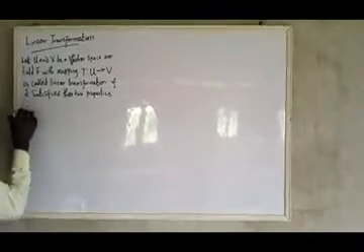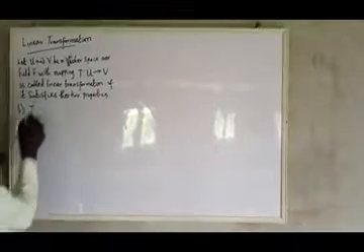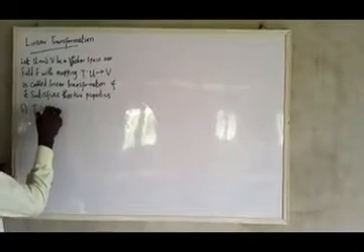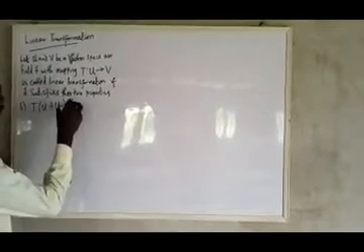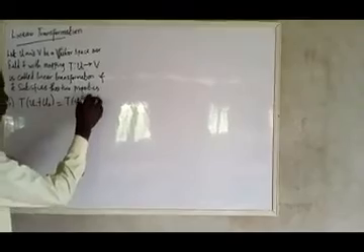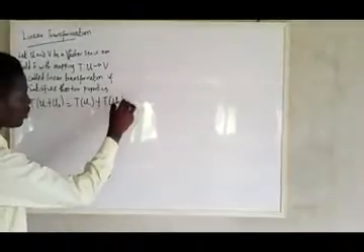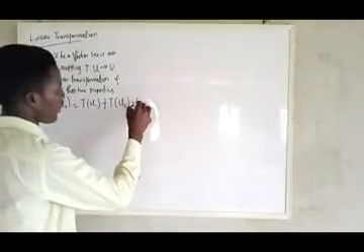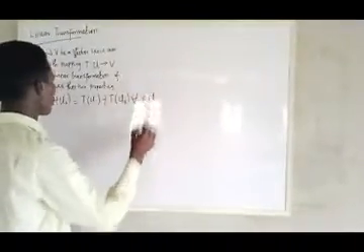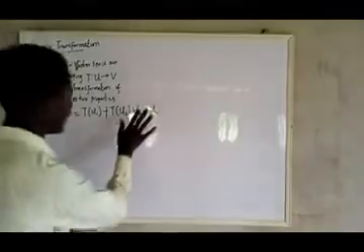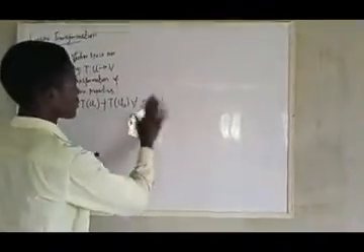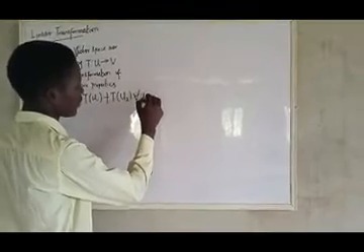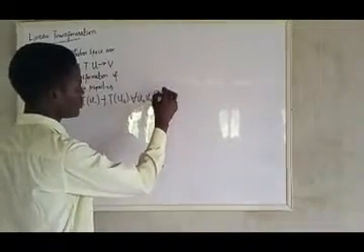The first property is additive closure, which is that T of U1 plus U2 should give me T of U1 plus T of U2, for every U1, U2 in U. So this is the first property it has to satisfy.